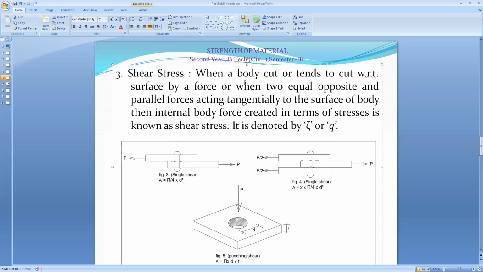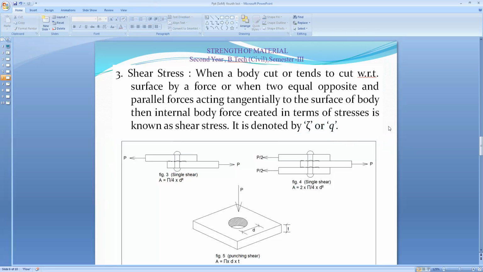That means the stresses produced by the body to maintain its equilibrium and resist the shear force are known as the shear stresses. This is the simple fundamental concept of shear stress. It is denoted by tau, the symbol used for shear stress, and it is also denoted by a small q.